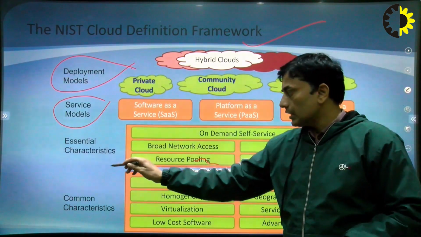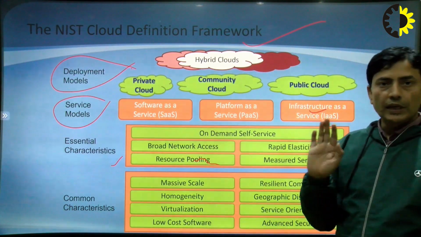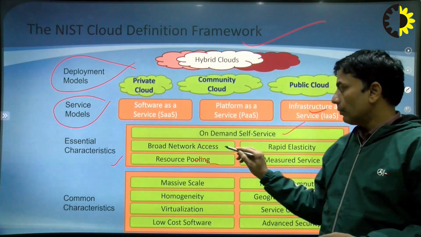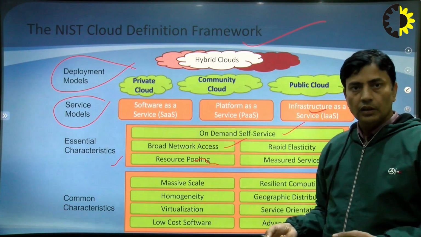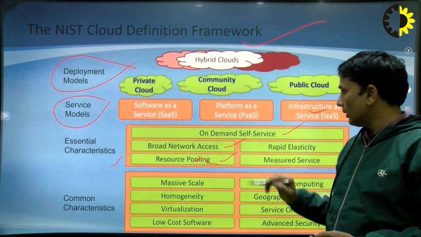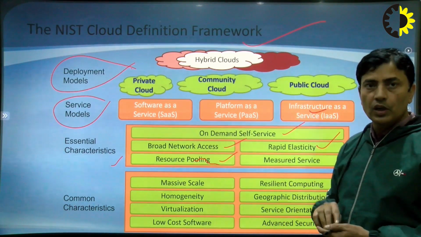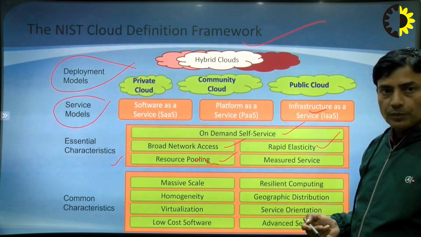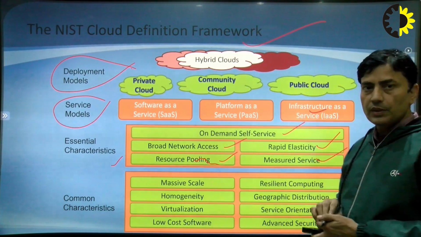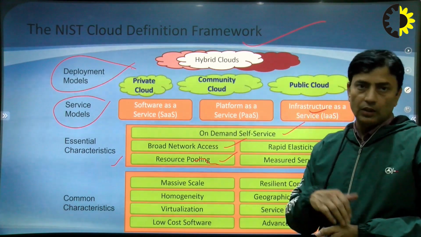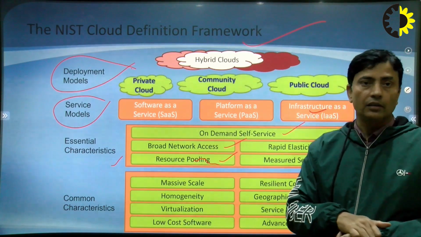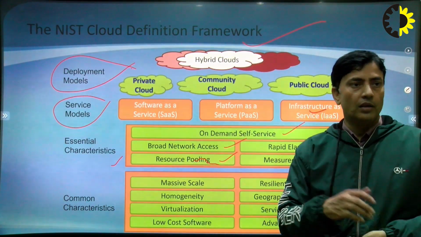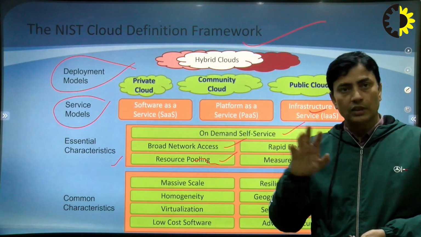Then the essential characteristics. As we know, there are 5 very essential characteristics of the cloud: on-demand self-service, broad network access, meaning there should be broad interconnection facilities, resource pooling, and rapid elasticity. Whenever you require, you can scale up or scale down the services and computing power. Then measured service: each and every service is provided at a dynamic rate, meaning pay per use. You have to pay for the amount of time you are using the services.